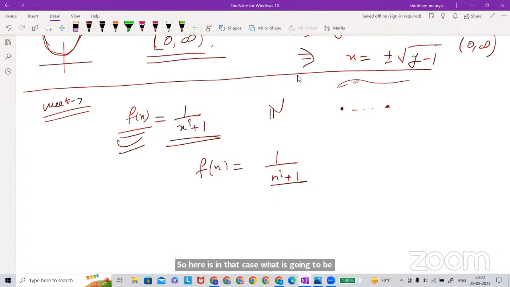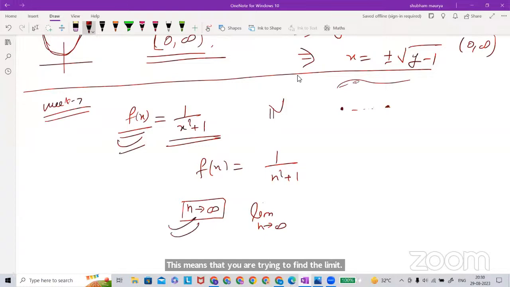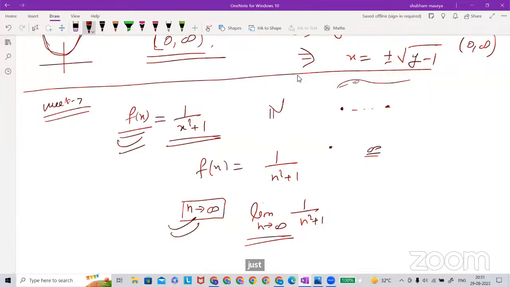Okay. So here, as n goes to infinity, this means that you are trying to find the limit. Once you have this sign, you can think that you are giving the input as a very large number. You are approaching infinity, that's the meaning. So what is going to happen to this function or sequence as n goes to infinity? Is the output going to be some fixed number, or going to infinity, or just varying? We want to know whether it approaches any real number.